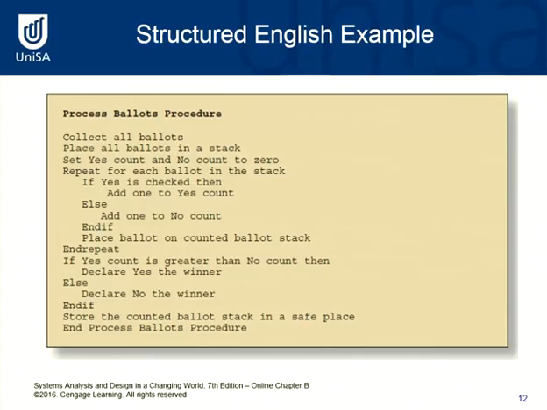Here's another example. This one's actually in the textbook. You can see we've got a whole block here, or a procedure. Again, talking about some programming language stuff here: pseudocode, structured English, keywords, procedures. This is a procedure to process ballots. We've just got some straight actions: collect all ballots, place all ballots, set yes count and no count to zero. So we're doing a few preliminary actions. Then we've got a repeat and an end repeat, so we've got some sort of looping happening, which is why the indentation occurs.